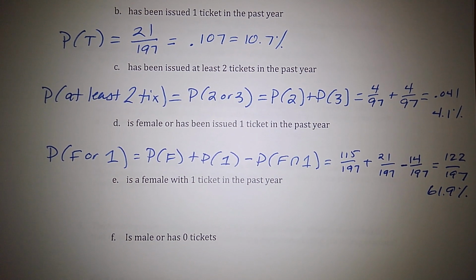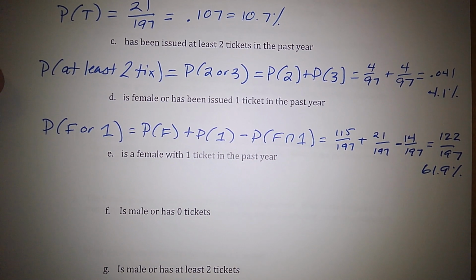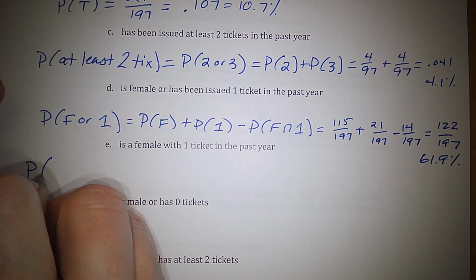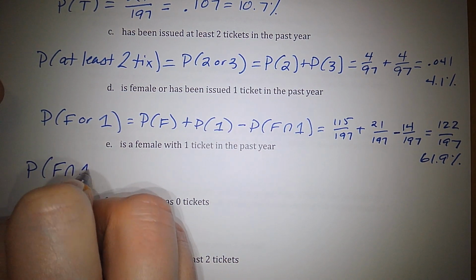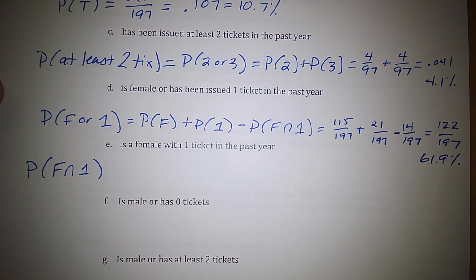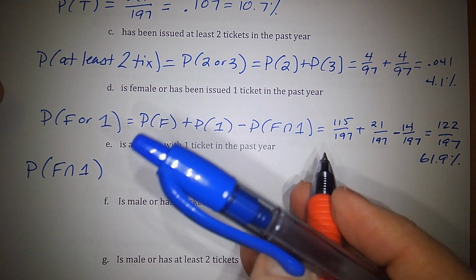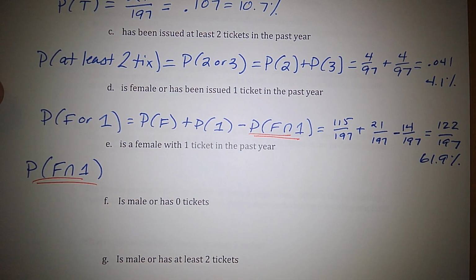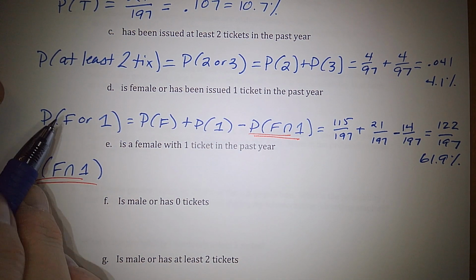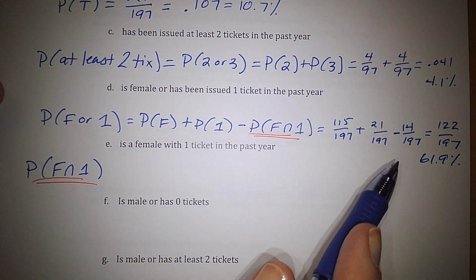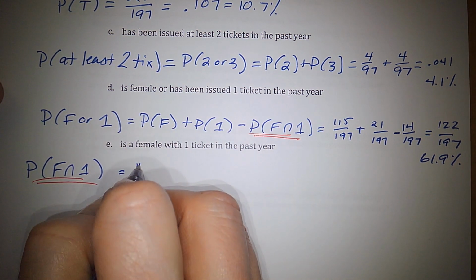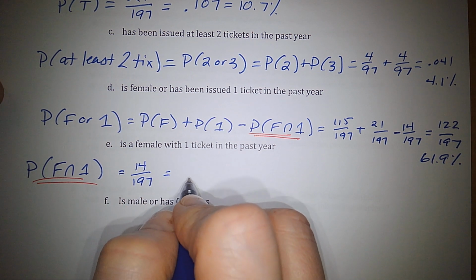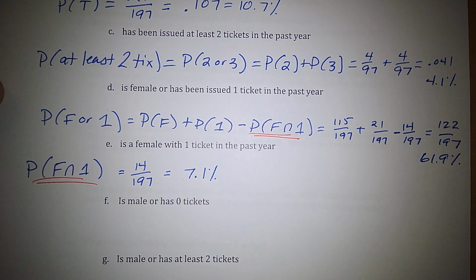How about the probability that a randomly selected driver is female with one ticket in the last year? So we're looking for the probability of them being female and receiving one ticket. Well, hey, I actually just did that. That was this answer right here. That's what it's asking for again. So the probability of someone is female with one ticket is 14 out of 197. 14 out of 197 is 7.1%.